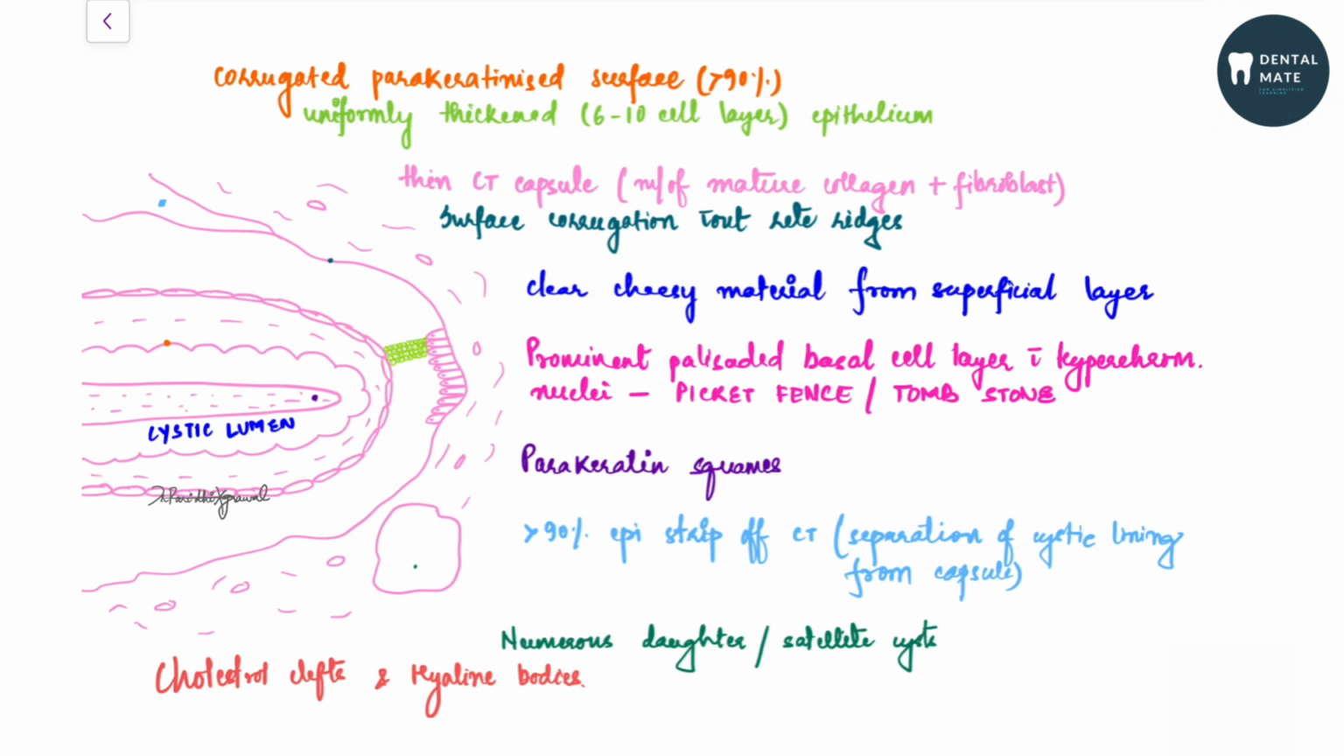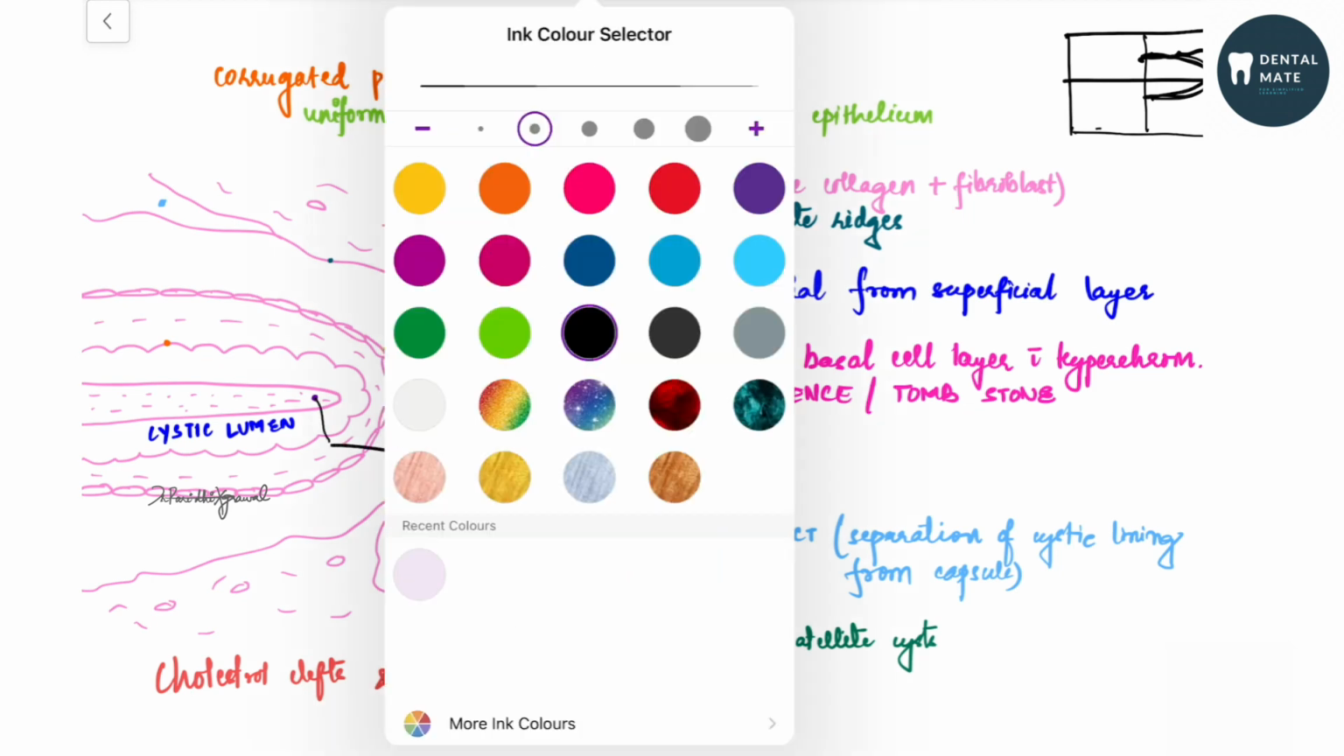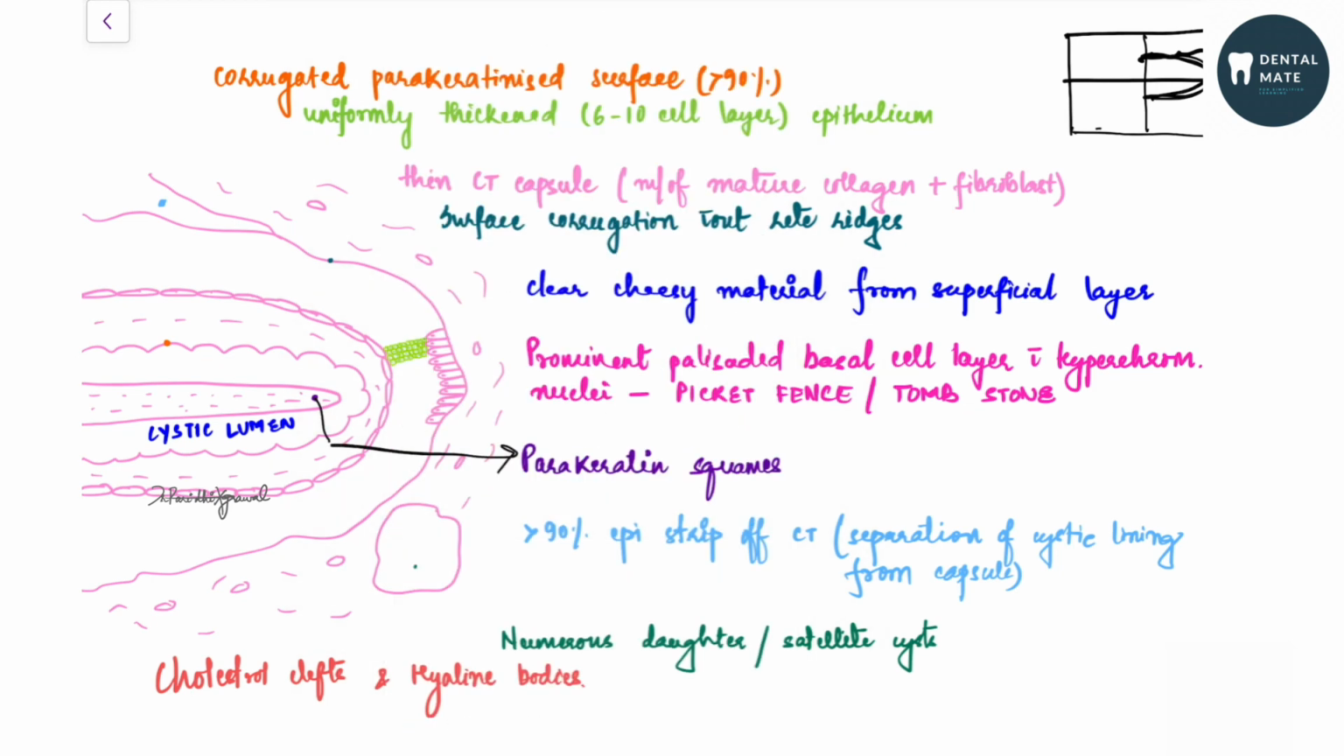What you can do is, in exam, whenever we are in a hurry, and it is not possible to draw the complete diagram, if we draw a square, we can divide it into 4 quadrants, and in any one of the quadrants, or in half of the quadrant, we can draw the diagram. So, first of all, on the inside it has certain parakeratin squames. After that, it has a cystic lumen. The cystic lumen consists of clear cheesy material from the superficial layer.